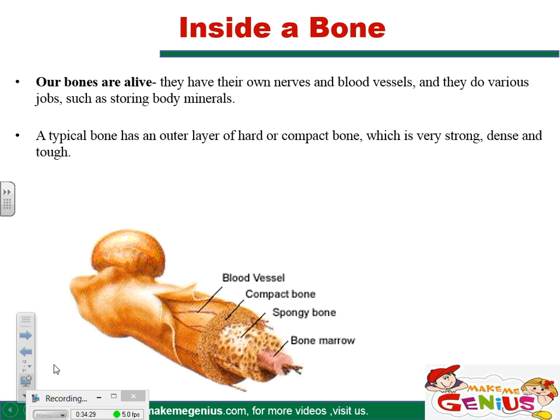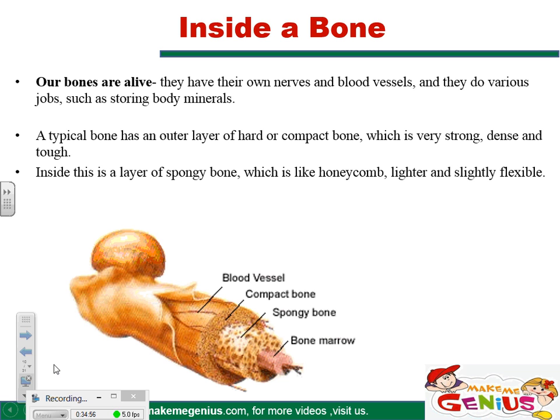A typical bone has an outer layer of hard, compact bone. It's very strong, dense, and very tough. That's why it hurts so bad when you break a bone. I've never broken a bone, thank God. Inside this layer is spongy bone, which is like a honeycomb, like if you looked at a beehive. It's lighter and slightly flexible.